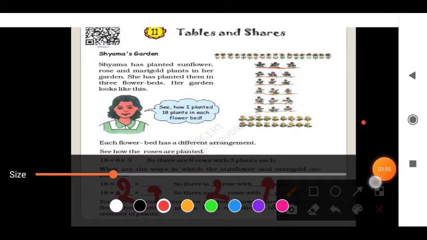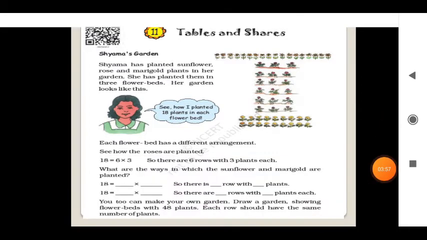So like that, children, you too can make your own garden. Take one sheet and draw a garden with any plants you like. In the flower bed, show 48 plants. You can arrange 48 plants in your own way. Each row should have the same number of plants. That's it.